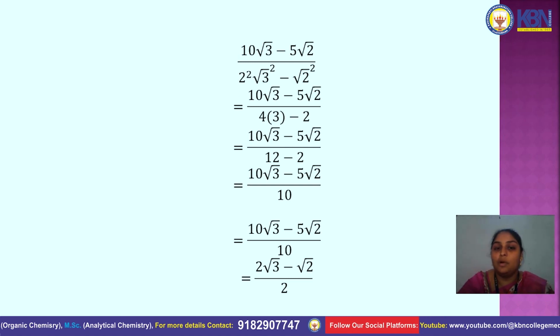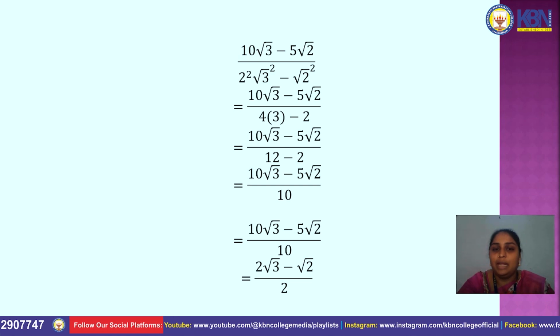Here we use the formula n-th root of a power n, which is a. Then square root of 3 whole square becomes 3, that is 4 into 3. And here square root of 2 square means 2. That is, 4 times 3 is 12, minus 2, and the answer is 10. The denominator is reduced to 10.